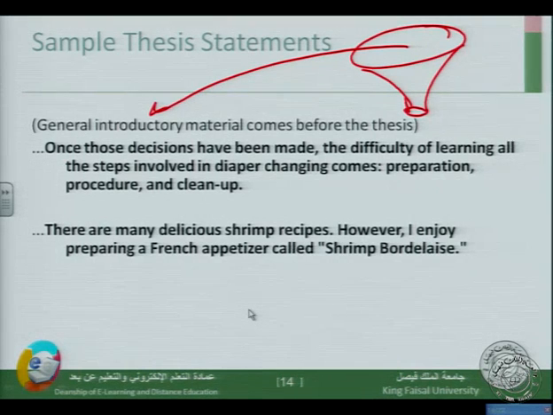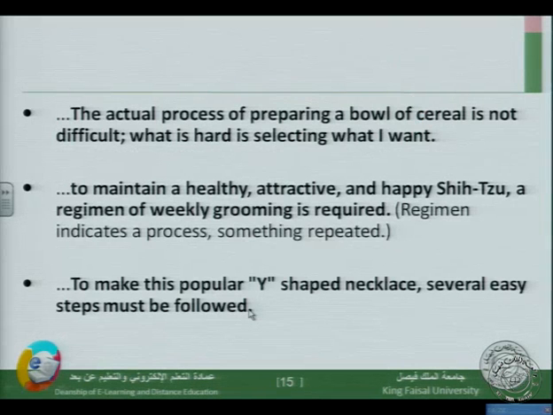So let us read. Once those decisions have been made, the difficulty of learning all the steps involved in the deeper changing comes: preparation, procedure, and cleanup. There are many delicious shrimp recipes. However, I enjoy preparing a French appetizer called shrimp bordelaise. The actual process of preparing a bowl of cereal is not difficult, but it is hard selecting what I want.